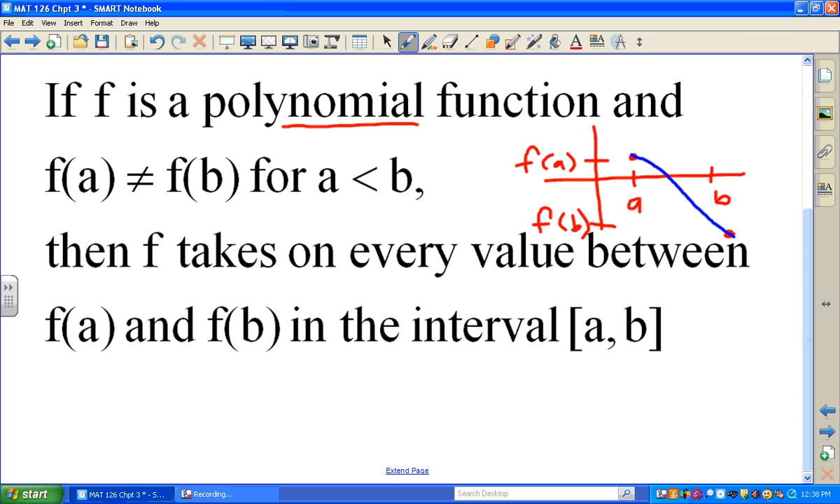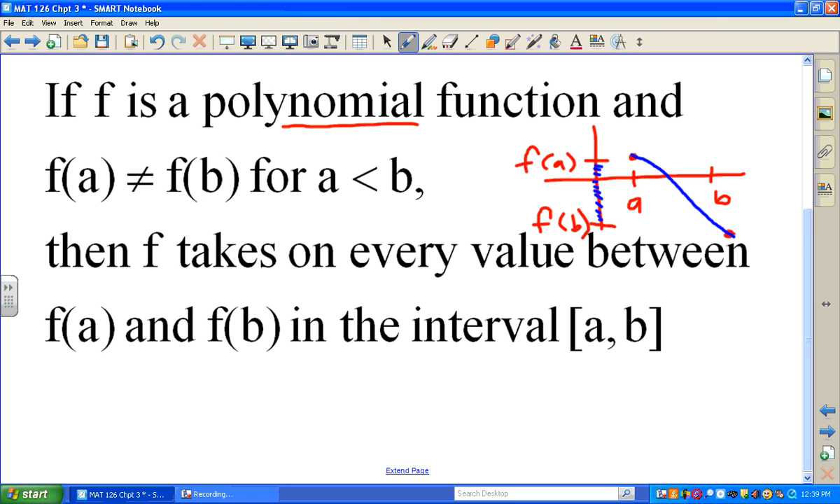It has to. The intermediate value theorem says that if this is a polynomial, then there must be a number in between there that equals every other y number listed between a and b. That's the intermediate value theorem. Nothing big, nothing fancy. It's just stating the obvious in a mathematical way.